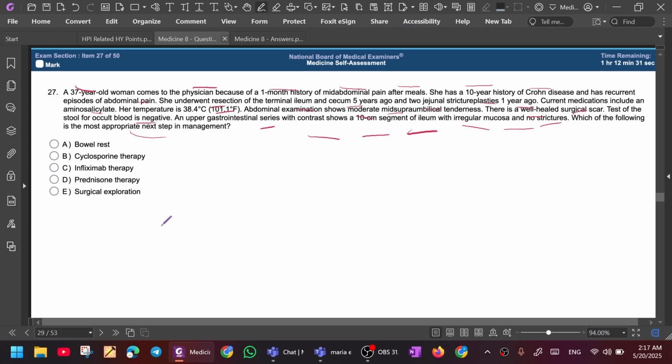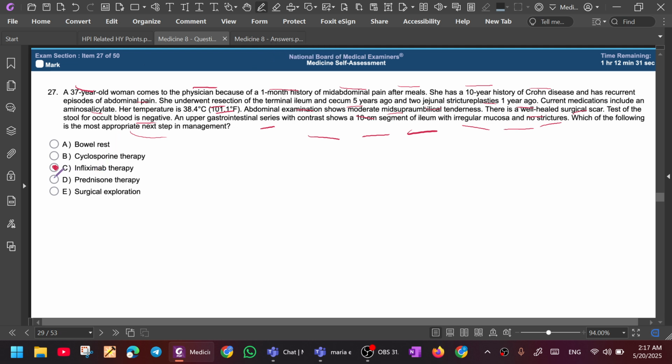Crohn's. Is there any fistula? Is it fistulating? Or is it acute? Okay, give your answer.